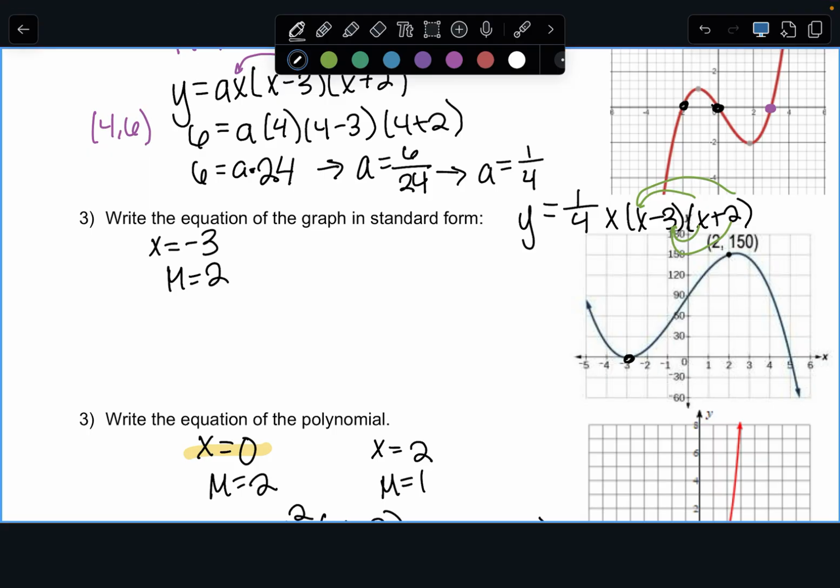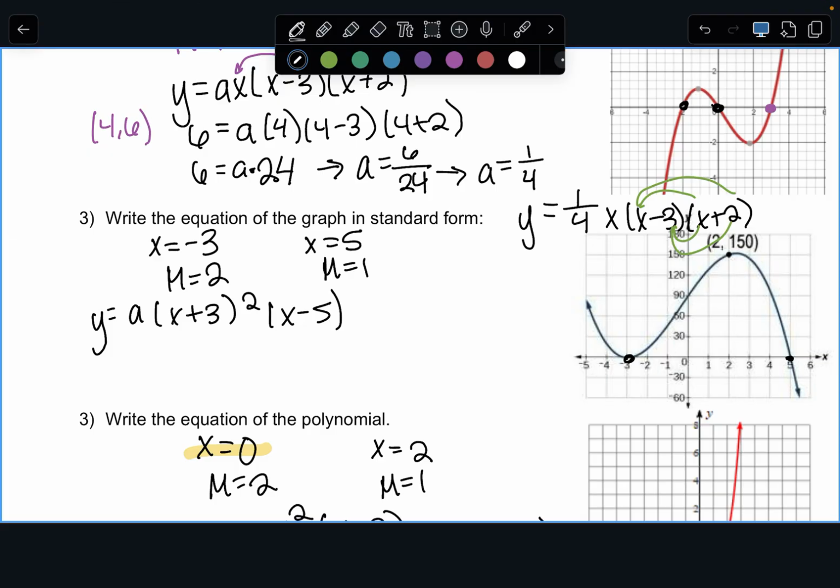Okay, my last 0 is right here at 5. It just goes straight through, so my multiplicity is 1. Okay, next step, write your general equation and find A. So y is equal to A times that factor, if we switch the sign, would be x plus 3. And then again, switching the sign, x minus 5. And the x plus 3 is being squared.